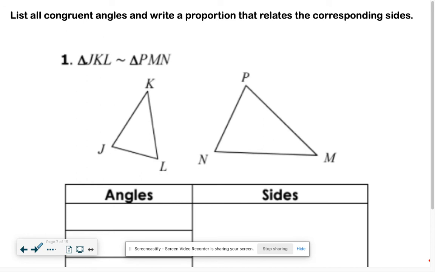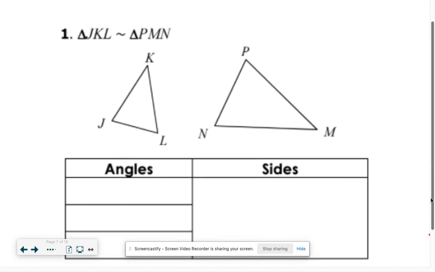So it says list all congruent angles and write a proportion that relates to the sides. So you can look at the picture if you want. I find it confusing because they're gonna rotate it and shift it on you, so it kind of makes it hard. But if you look at this, it's gonna tell you the order. So if I said angle J, what is angle J congruent to? See, that's why you don't want to look at your picture, but if you look up here, it's the first spot, so it has to match P.